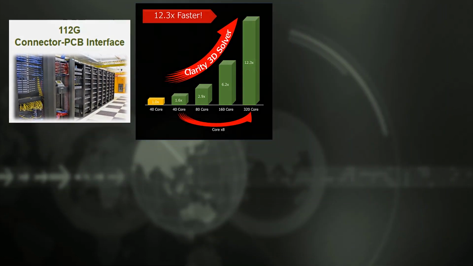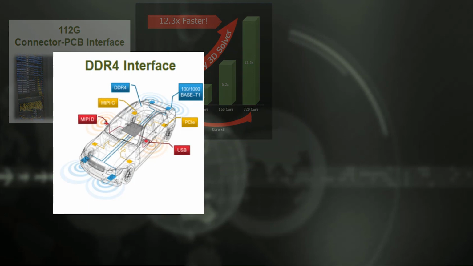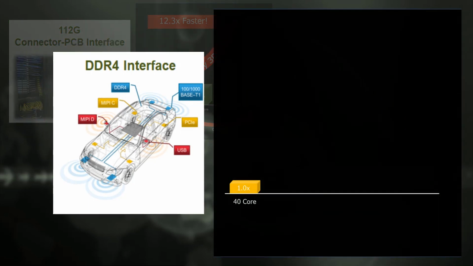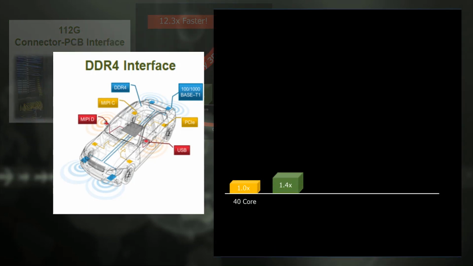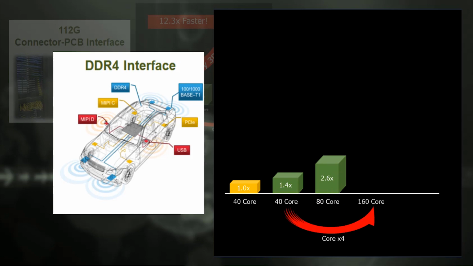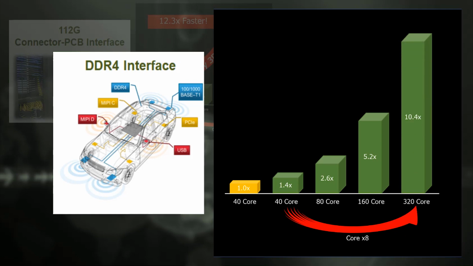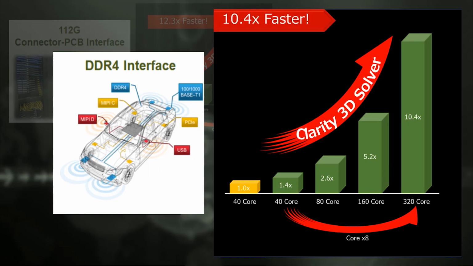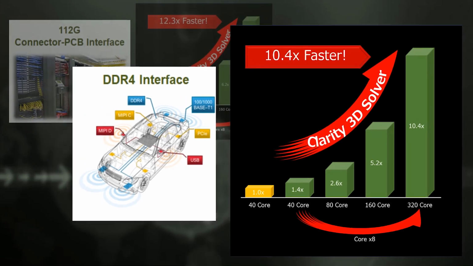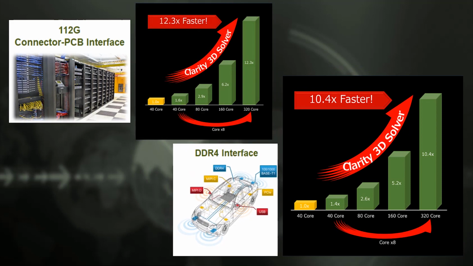This is another test case. In this DDR4 interface verification example, the performance improvement in the same environment is 1.4 times. Distributing 2 machines and doubling the number of cores, the performance is 2.6 times. The performance is multiplied by about 5.2 times when processing is distributed to 4 machines and the number of cores is quadrupled. Distributing to 8 machines and the number of cores is increased by 8 times, the performance is multiplied by 10.4 times. From this, you can see that Clarity is improving the performance linearly with the number of CPUs.